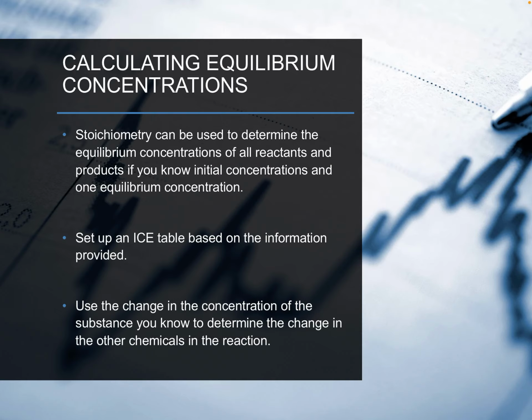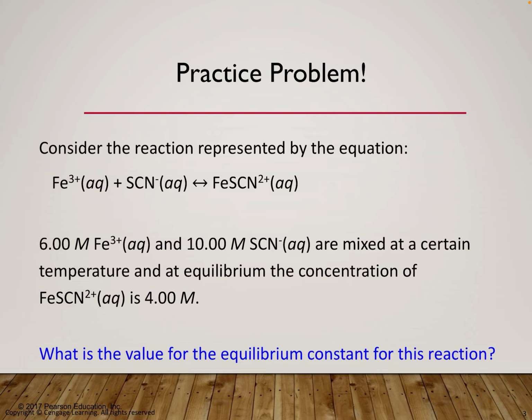Once we know the final equilibrium concentration of one of our reactants or products, it doesn't matter which, we can use that to figure out what X is, what that change is. Then we can apply that change to all of the other substances. This will make more sense with an example, so let's go ahead and try it out.